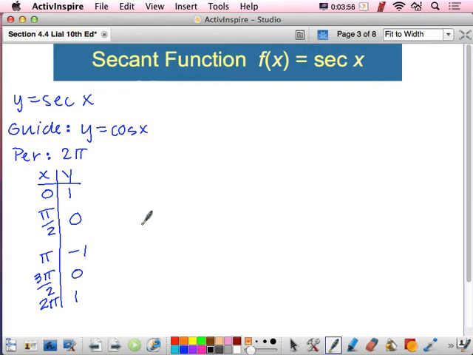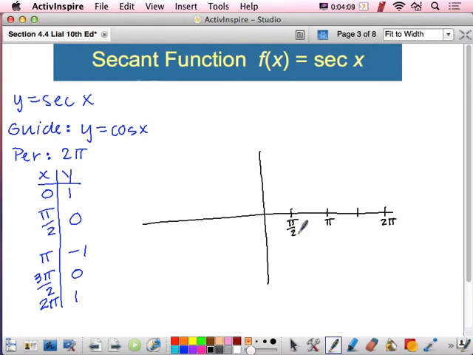So we'll come over here. We'll go out to 2 pi. We'll go in by halves. And we only need to go, since a is 1, up to 1 and down to negative 1. We'll put our points on. We have 0, 1, pi over 2, 0, pi, negative 1, 3 pi over 2, 0, and 2 pi, positive 1. So this is one period of our parent function y equals cosine of x.